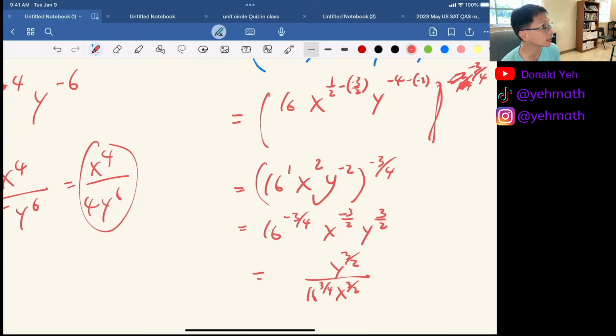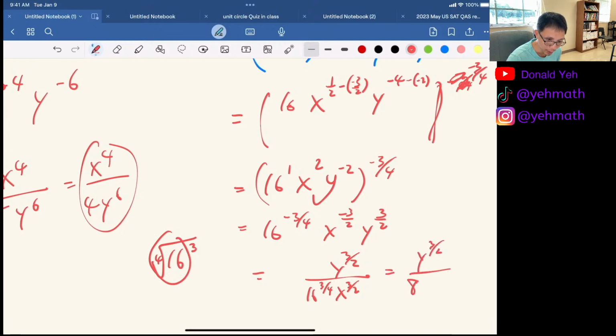Does anybody know what 16 to the 3 over 4 is? Yen? Hold on, I'm asking Yen because Yen's falling asleep. No. 16 to the 3 over 4, Austin. 8. Because it's the 4th root of 16 to the 3rd. Now, there's no way you know 16 to the 3rd without a calculator, because on my test you don't have a calculator. But you do know the 4th root of 16 is 2. 2 to the 3rd power is 8. So y to the 3 over 2, 8x to the 3 over 2.